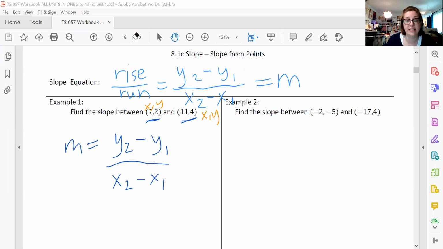Okay, so let's do that. I'm going to assign number 1 to this one, and then this one over here I'm going to say is number 2. I'm going to color code them so that you can see. The important thing is to get the X's in the same spot on the bottom, the Y's in the same spot on the top, and that you have the corresponding points above each other.